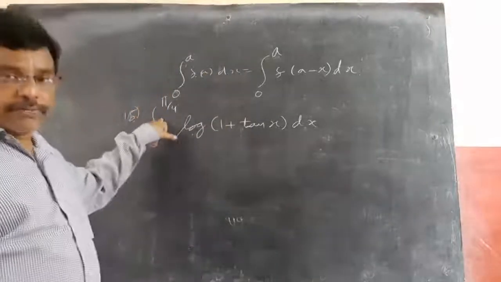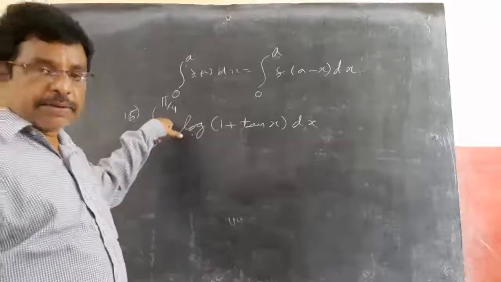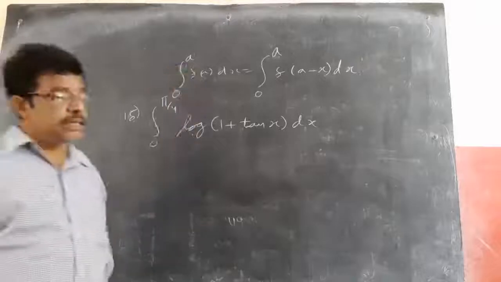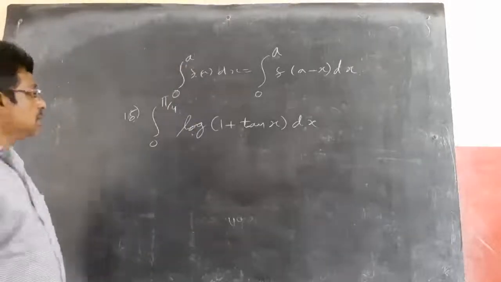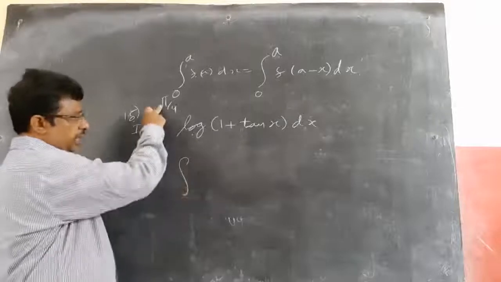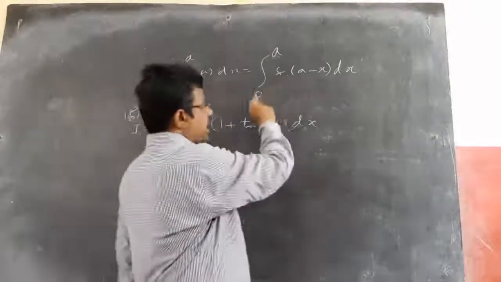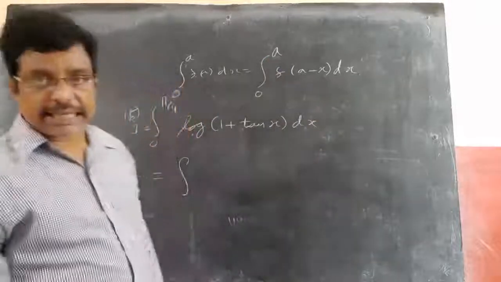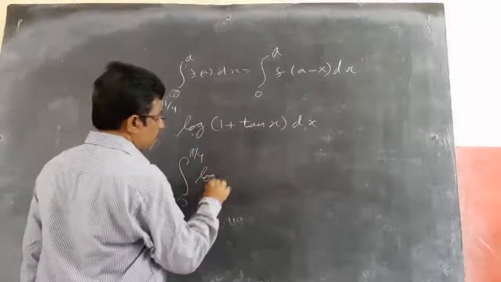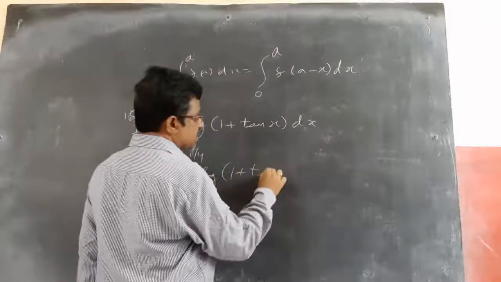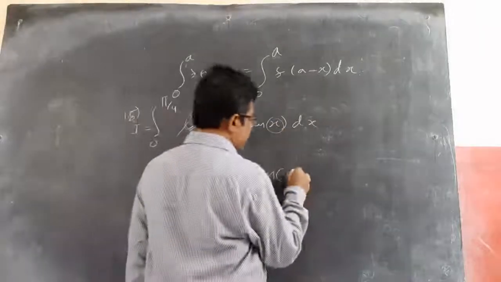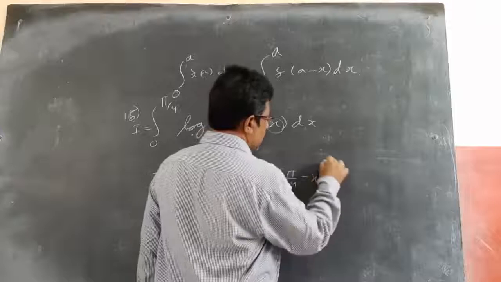Integral of 0 to pi by 4 log of 1 plus tan x dx. How to use that property? Integral of 0 to a f of x dx. So if I am taking this as I, as usual, this is equal to 0 to a f of x dx equal to, I can write 0 to a f of a minus x dx. Means I can write 0 to pi by 4 log of 1 plus tan of, in place of x, I need to substitute a minus x, that is pi by 4 minus x, dx.